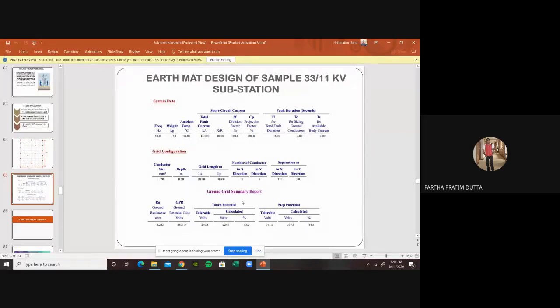And the ETAP software gives us an idea of how much will be the total earthing design, what will be the length, what will be the breadth in x direction and y direction, and what is the gap of the grid. So that's why we design our earthing.